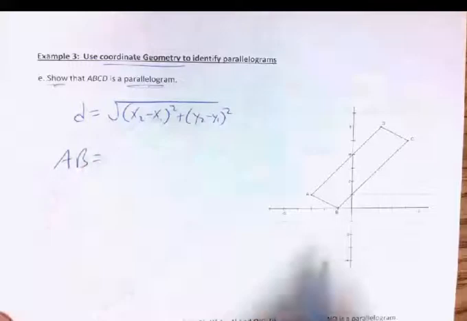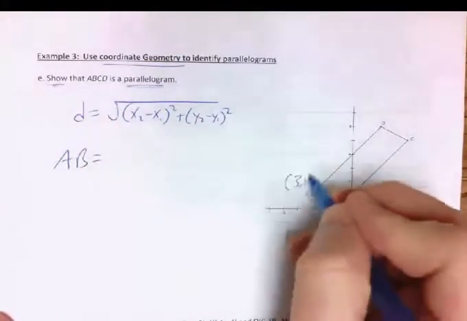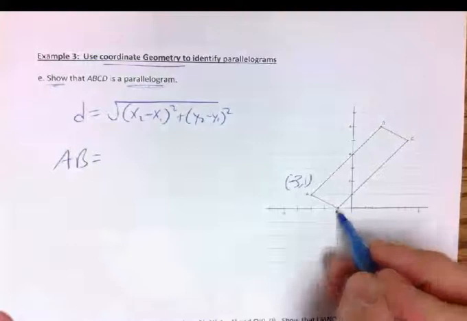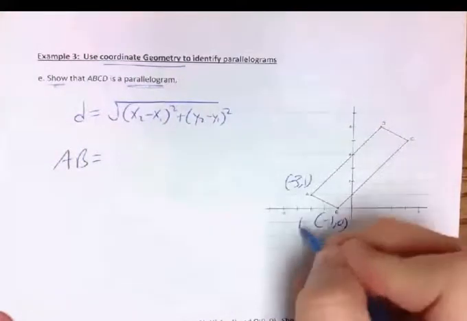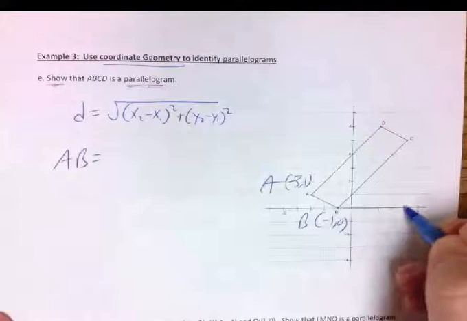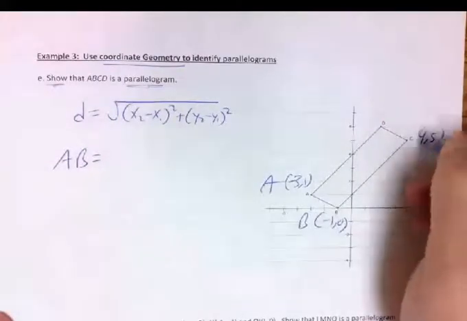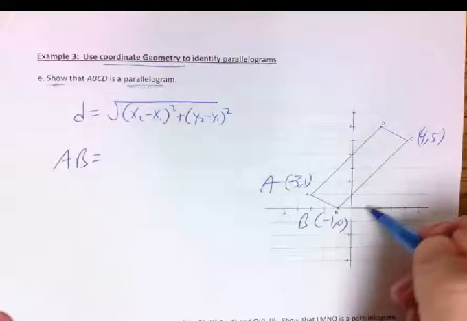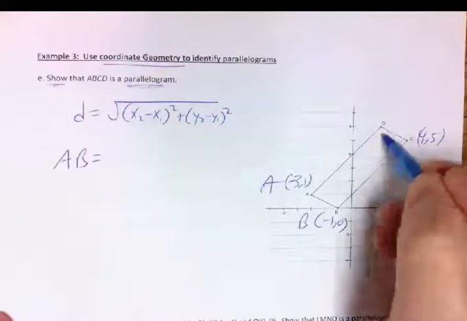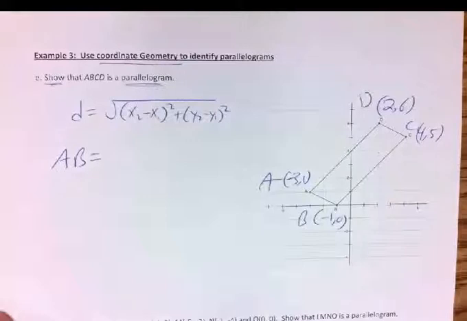All right, so AB. First of all, I need the coordinates. So A is -3, 1. B is -1, 0. That's B. C, I might as well get them all. C is 5, 4. And D is 6, 2. That's D. C.